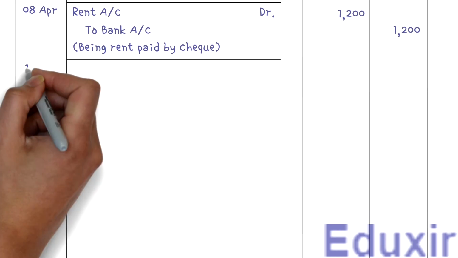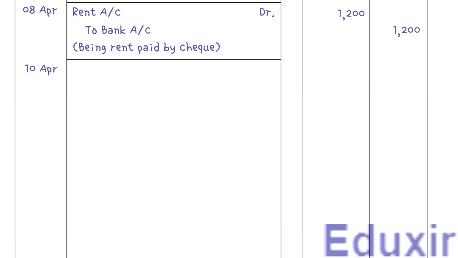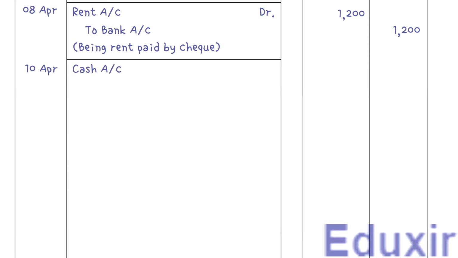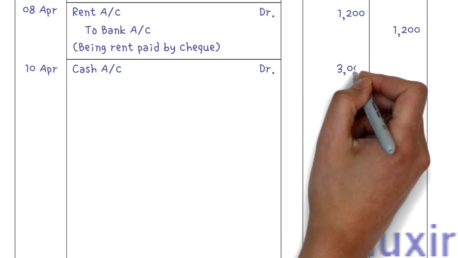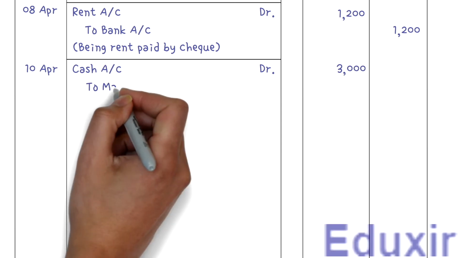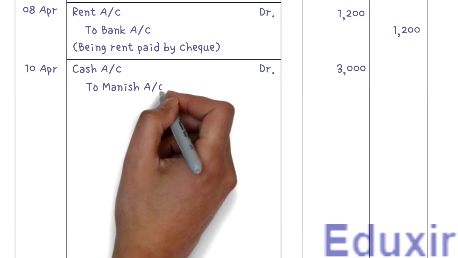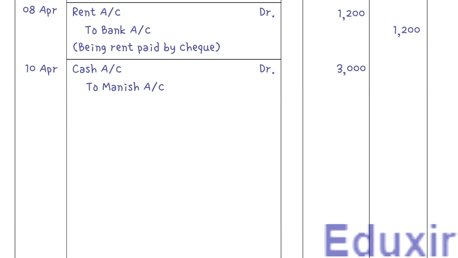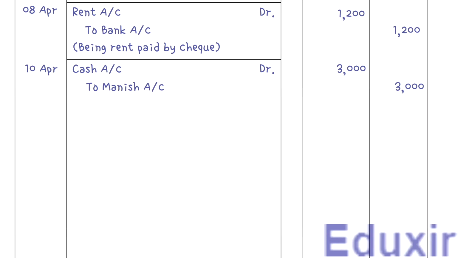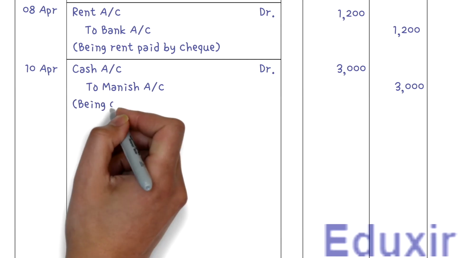Let us first record the date. Let us then record the cash account as the debit entry. Let us also write the text DR to indicate that this is a debit entry. Let us then record the debit amount of 3,000 rupees in the debit amount column. Leaving a margin, let us record the Manish account as the credit entry. Let us also record the credit amount of 3,000 rupees in the credit amount column. Let us now record the narration or description of this transaction, that is, being cash received from Manish.